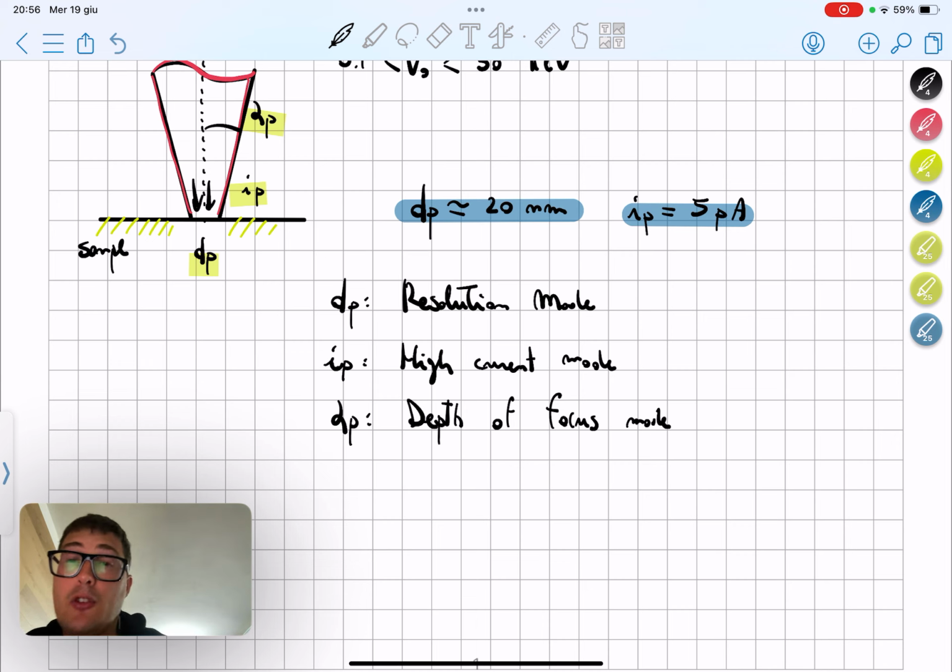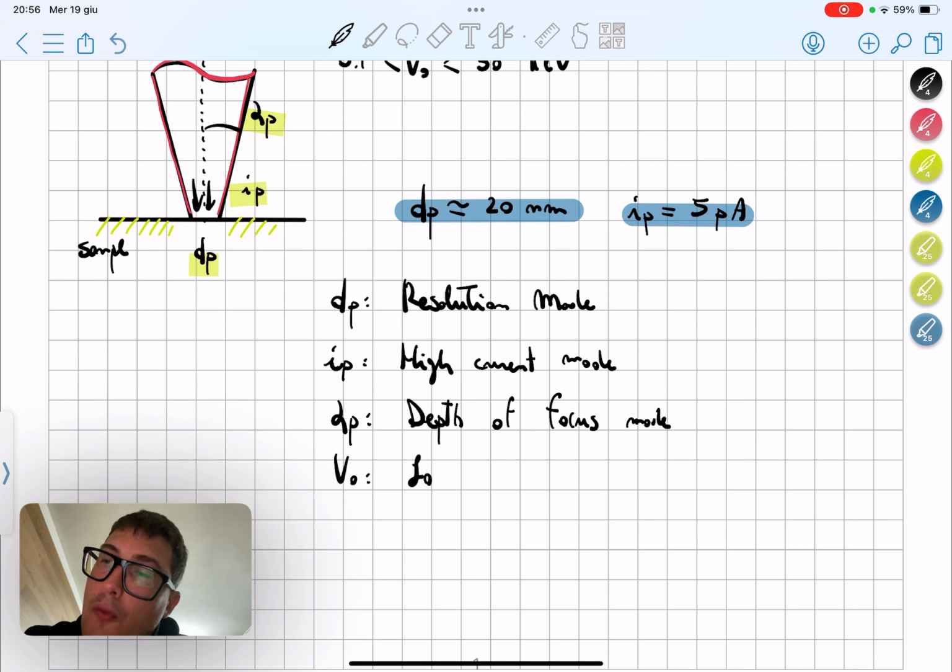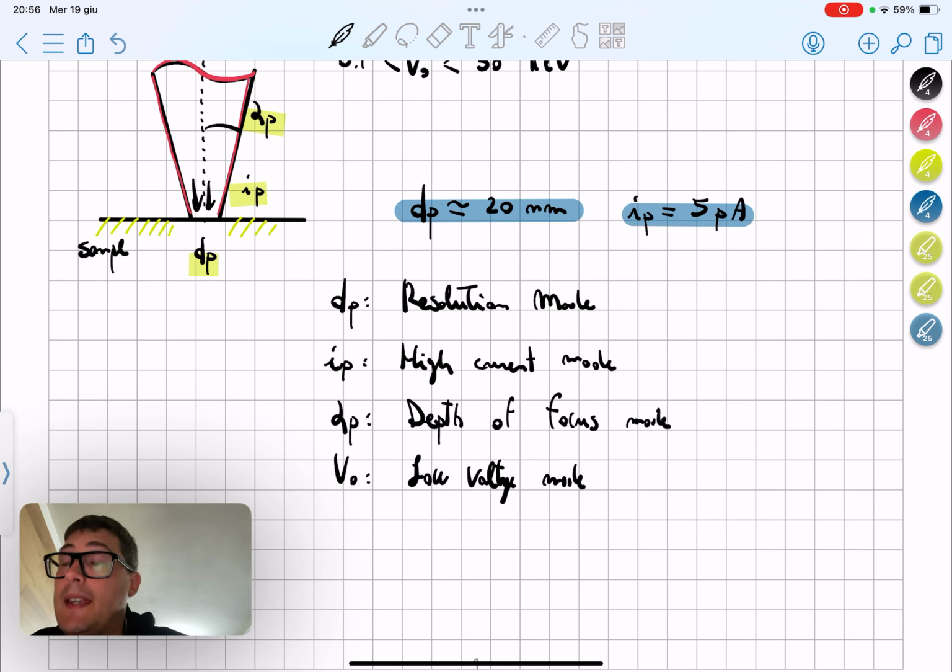As anticipated, it has to be as small as possible in order to keep the image in focus. And V is the low voltage mode. So if we keep the voltage below 5 kilovolts, we will have pretty good information coming from the very surface of the sample.